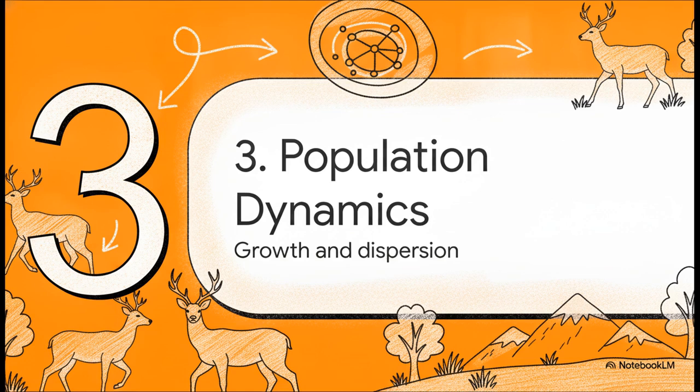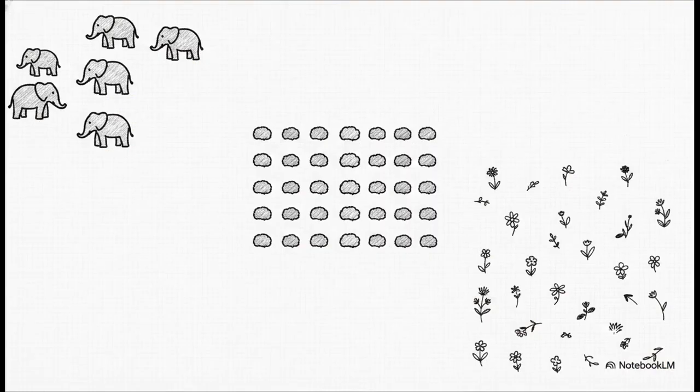All right, Section 3, Population Dynamics and Growth. Let's zoom in a bit and see how a single group, like a herd of deer, actually behaves. When we study a population, we look at density, how crowded it is, and dispersion, which is how individuals physically space themselves out. You'll typically see three main patterns here. Elephants, for example, travel in clumped groups for safety and raising their young. On the flip side, look at a tea plantation. It's uniform.